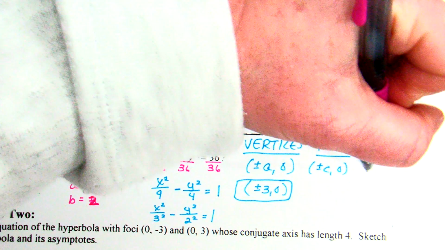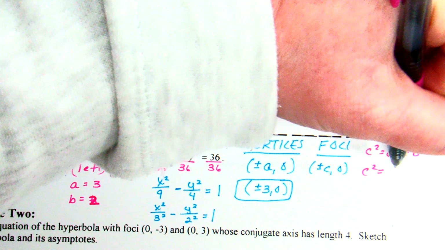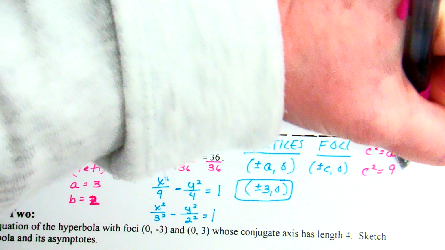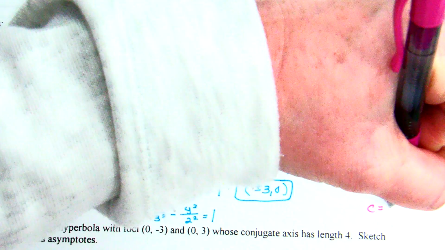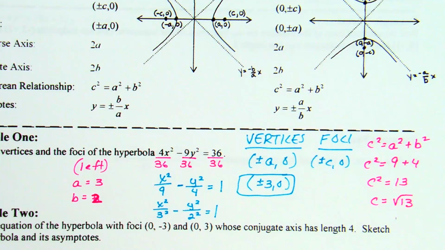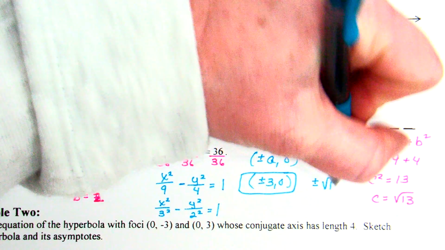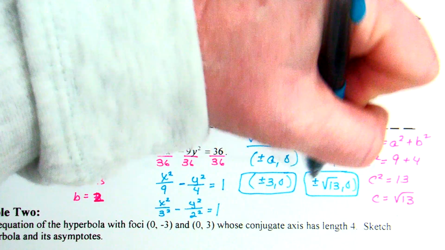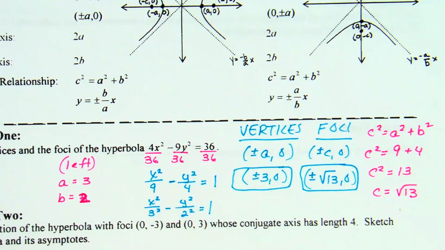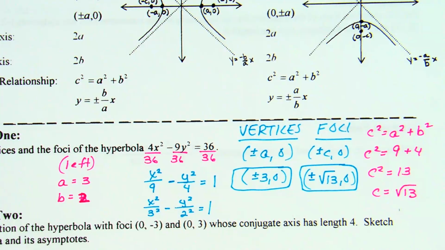Okay. You guys probably have this done. c squared is what? 9 plus 4. So 13. So c is square root of 13. And so what are my foci? Plus or minus square root of 13, comma 0. That shouldn't have seemed too bad, considering we just did ellipses, right? Huh? Yeah, exactly.